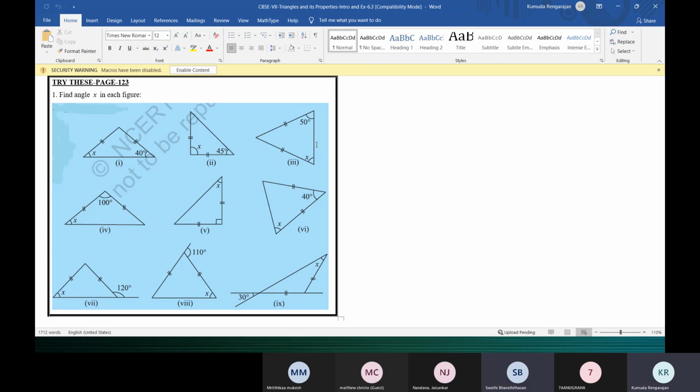Correct. X is equal to 50 degrees because these are the two equal angles. When these two sides are equal, these are the two equal angles. Opposite of this side is this angle. When this side is equal to this side, this angle x is equal to this angle 50 degrees. So x is equal to 50 degrees.